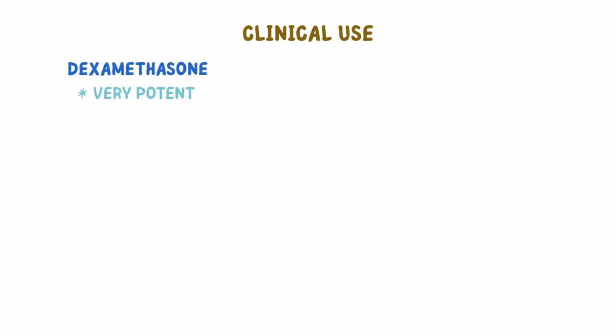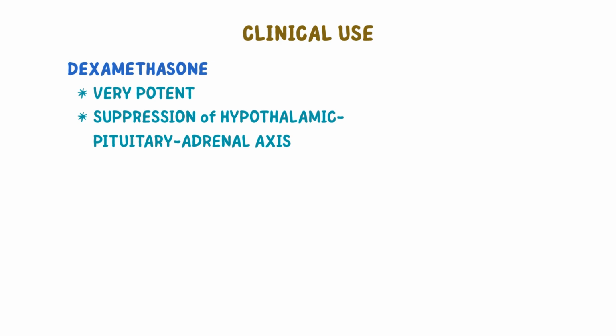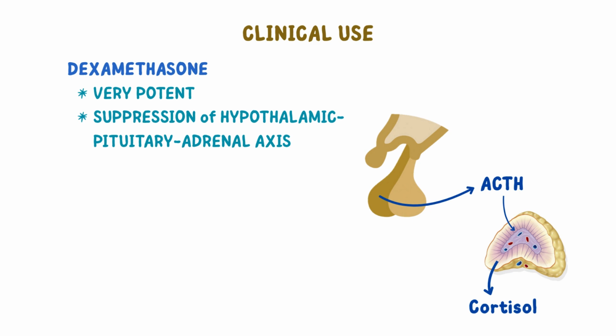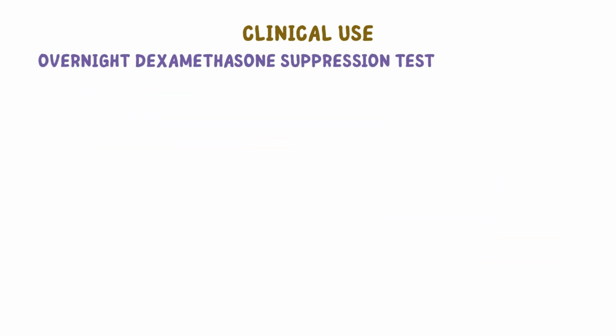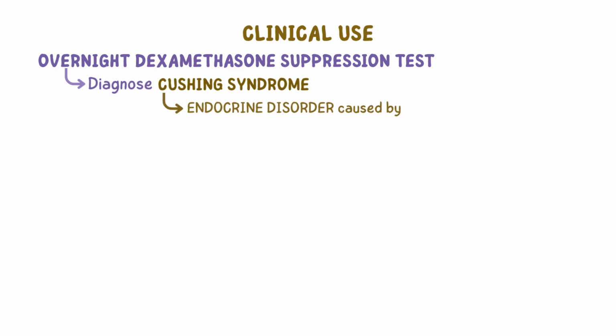Moreover, dexamethasone is a very potent medication and often causes marked suppression of the hypothalamic pituitary adrenal axis, even if given in a low dose, meaning dexamethasone provides a negative feedback to the pituitary gland, which leads to suppression of ACTH secretion. This, in turn, lowers the natural production of cortisol. Due to this, it's used in the overnight dexamethasone suppression test, where it's used to diagnose the presence of Cushing syndrome.